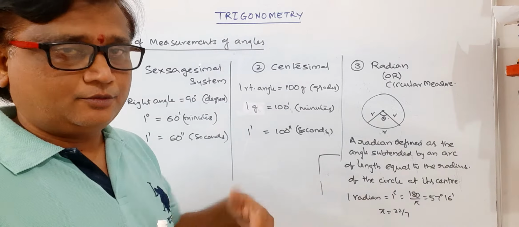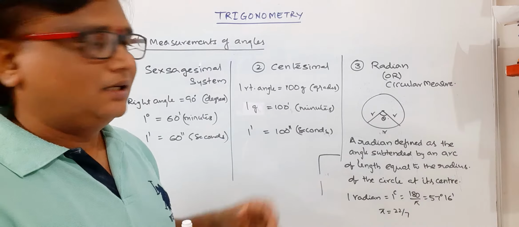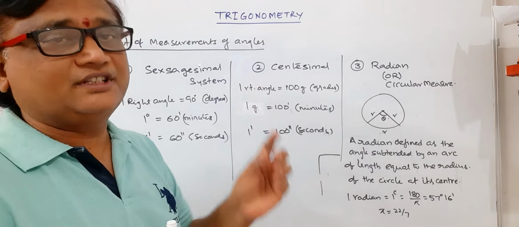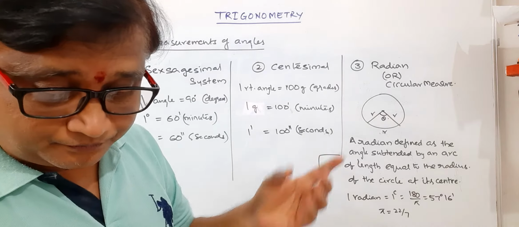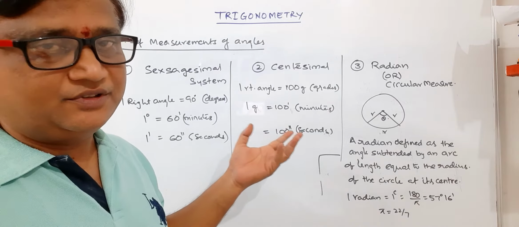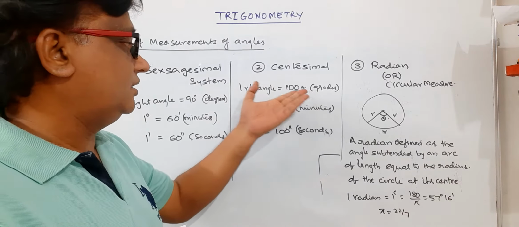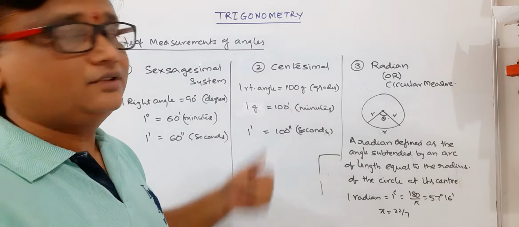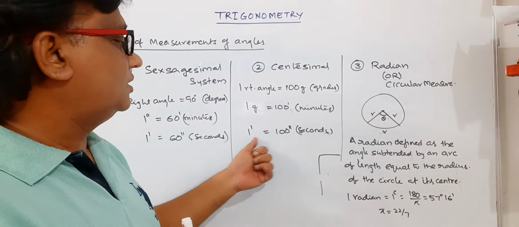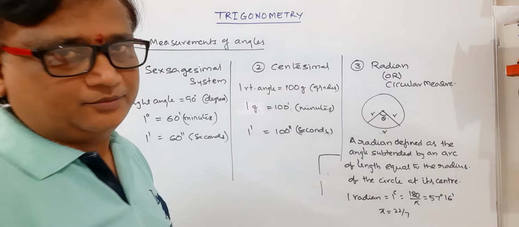Centesimal means it is a French method, that is one right angle is 100 grades. Centi means 100, centesimal means century like this. So one right angle means 100 grades. 1 grade equal to 100 minutes. So 1 minute equal to 100 seconds. Presently we are not using this centesimal system.